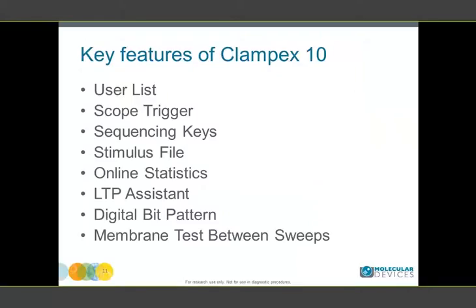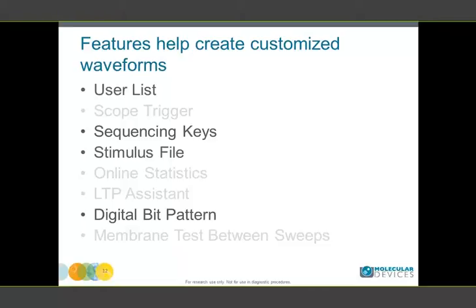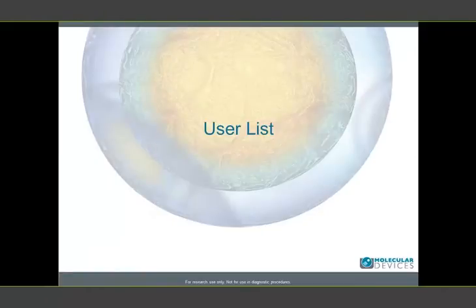Now this slide just shows some key features found in Clampex 10. Today I used pCLAMP 10.7. This slide lists many key features. The following highlighted features will help create a customized waveform: user list, sequencing keys, stimulus file, and digital bit pattern. Today I will just focus on two, user list and stimulus file. Let's start with the user list first.